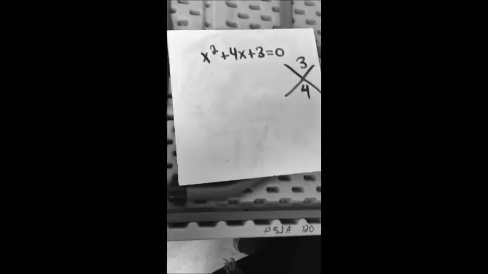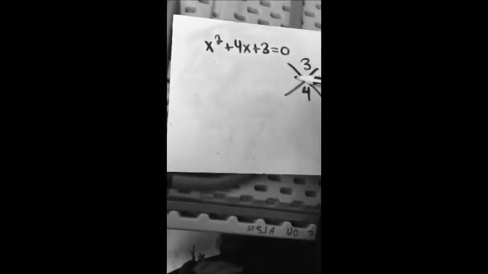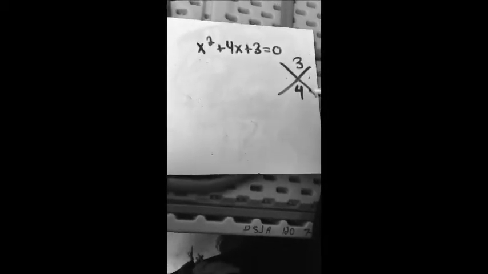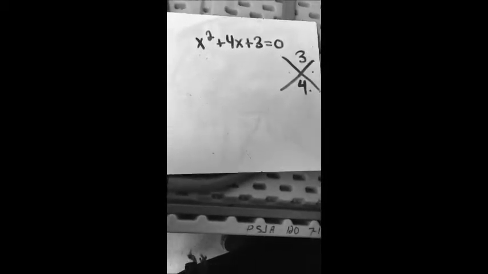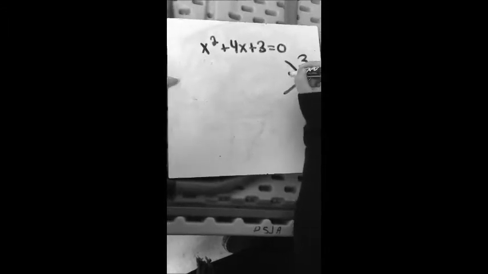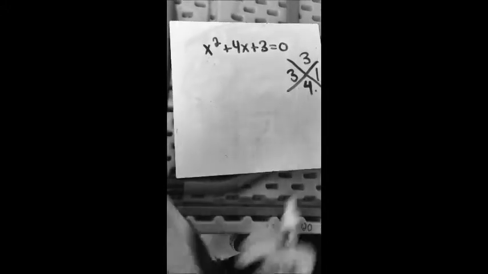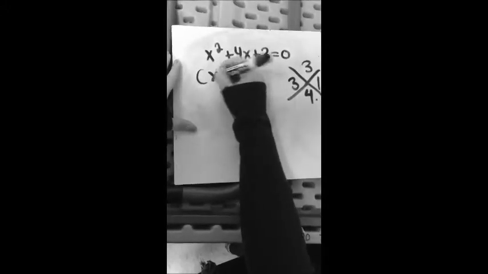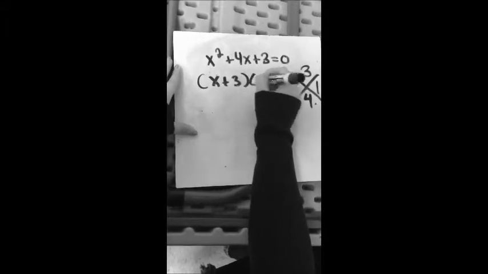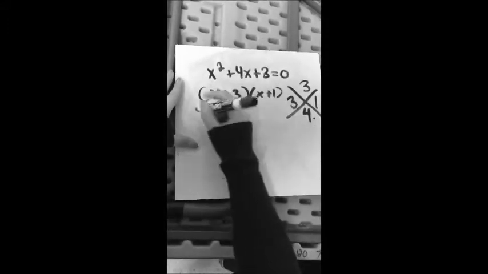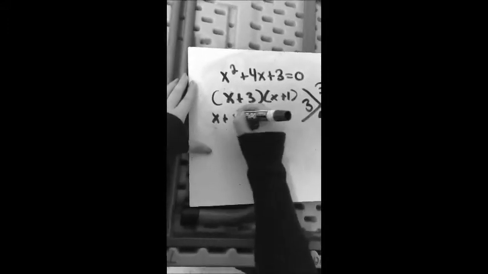The reason is because we need to find numbers that add up to 4 and multiply to 3. So those numbers will be 3 and 1. If you add them, you get 4, and if you multiply them, you get 3. After finding the two multiples, which were 3 and 1, we set them equal to 0, and then we solved for x.